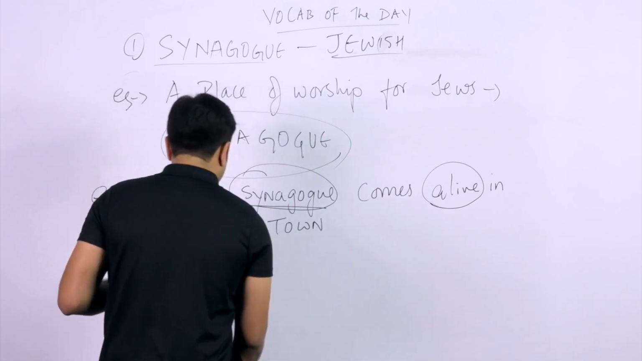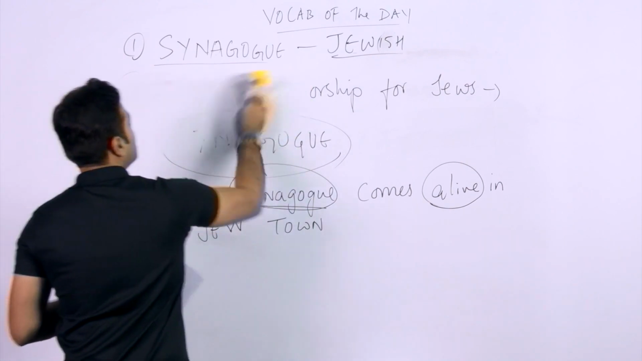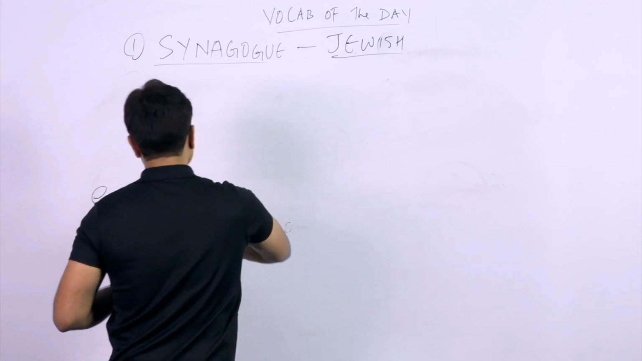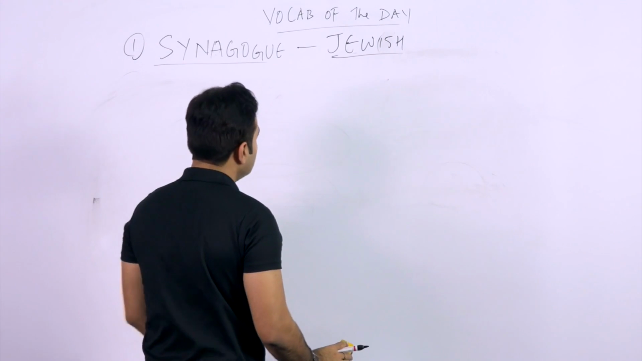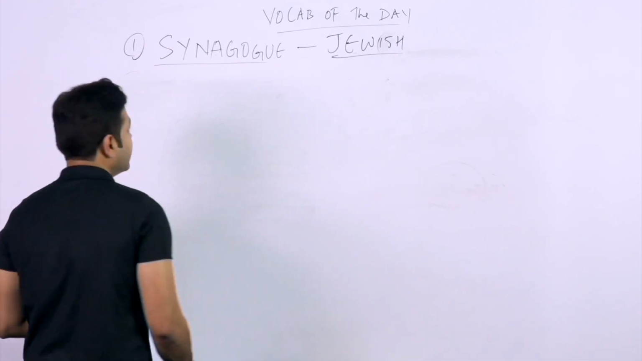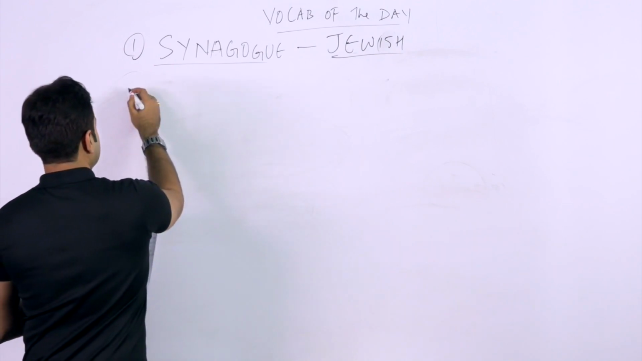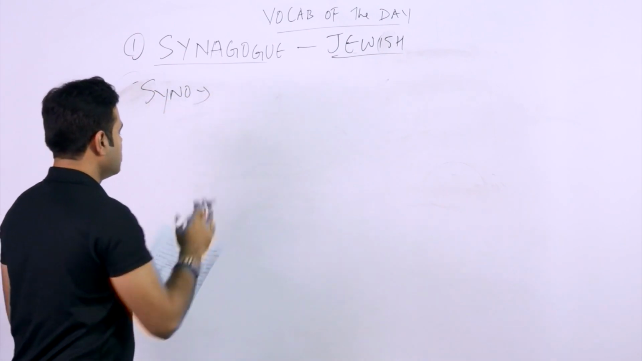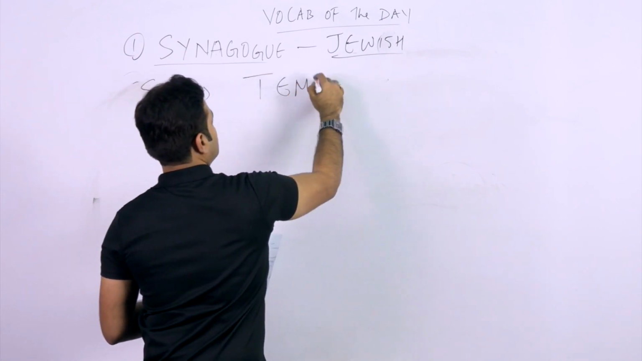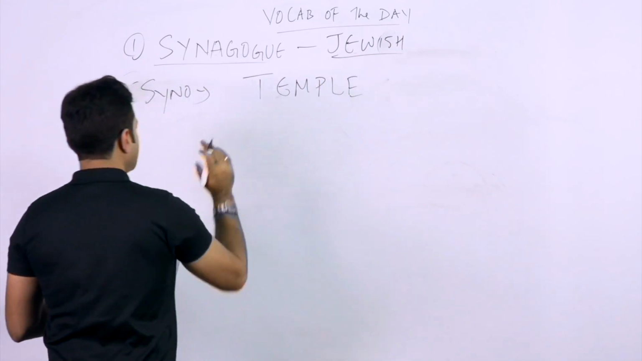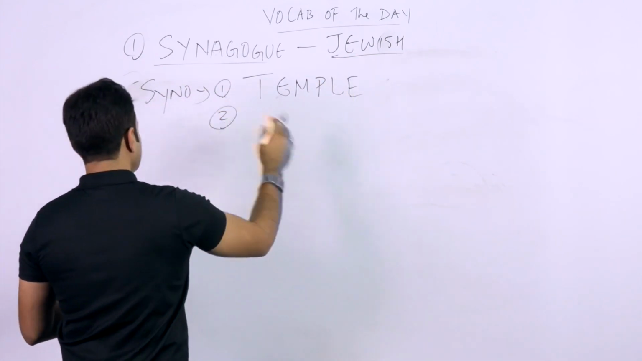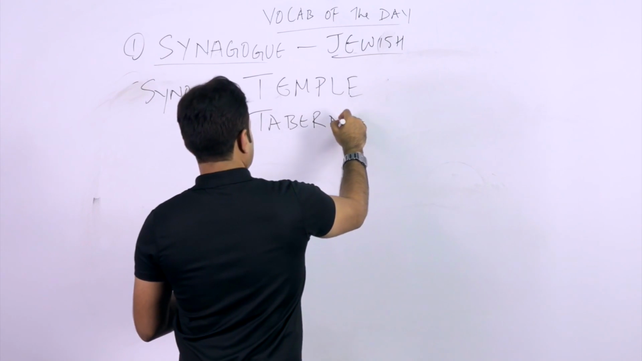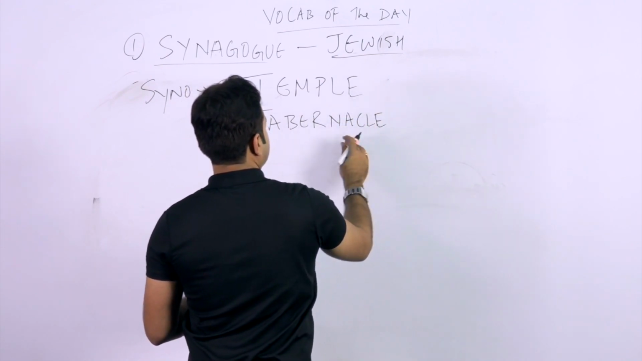Fine. Now it's time for the synonyms of this particular word, synagogue. Let's talk about the synagogue synonyms. And students, in the meanwhile, whatever synonym you think can be of this particular word, you can tell me. I'll write the synonyms. The first word you can use to relate this word is temple. The second word, a nice word, is tabernacle.